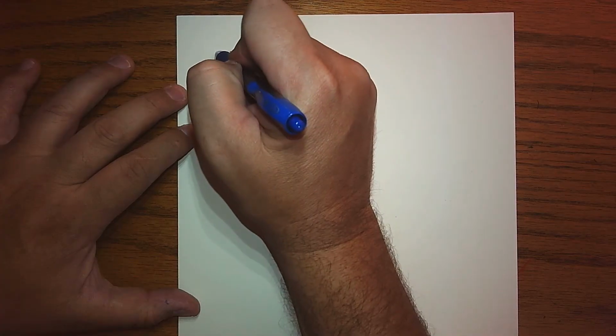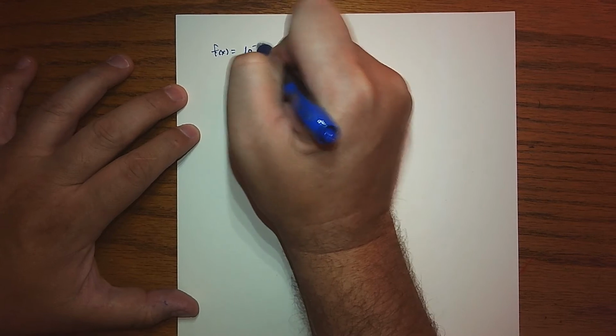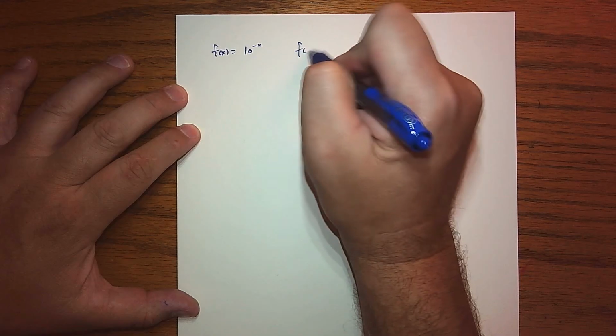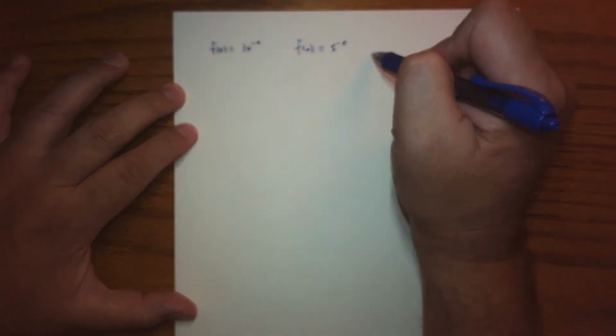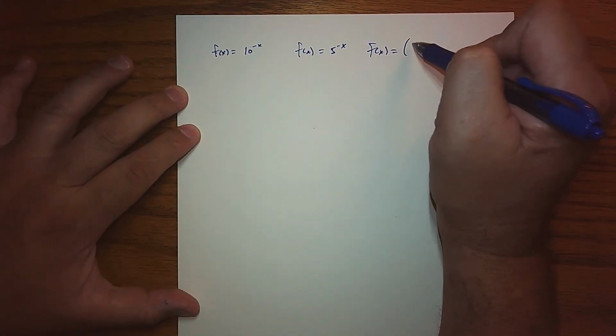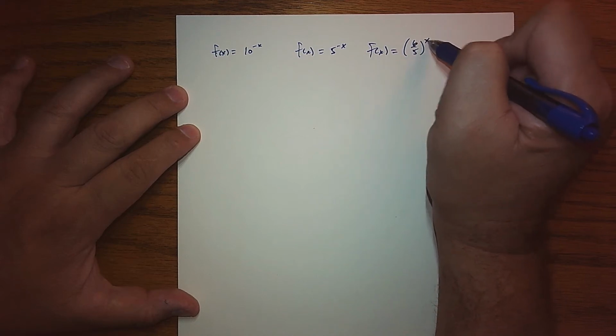So just like we did with the growth model, we want to have an idea of what I expect something like f of x equals 10 to the negative x to look like. Or f of x equals 5 to the negative x? What do I expect that to look like? F of x equals, let's get another fraction in there, 6 over 5 to the negative x.